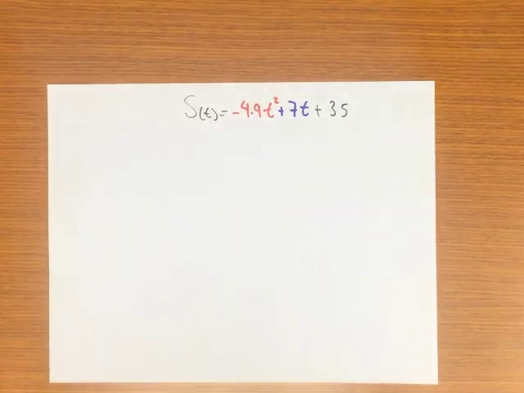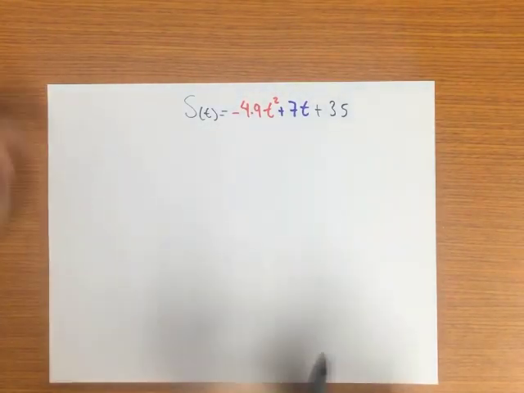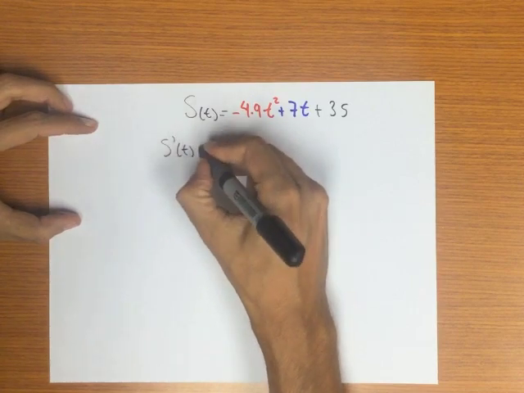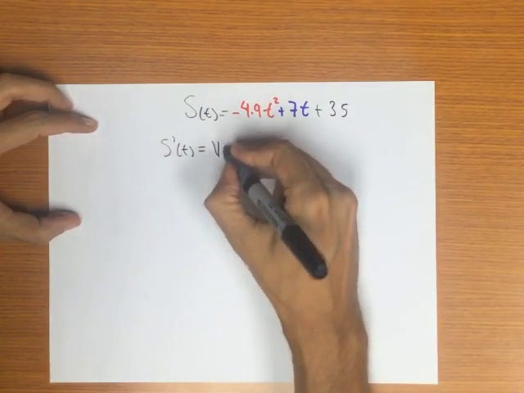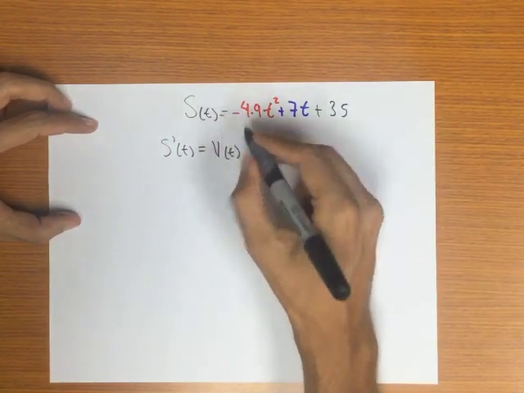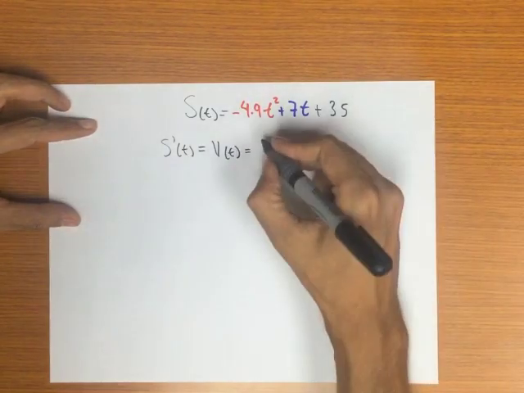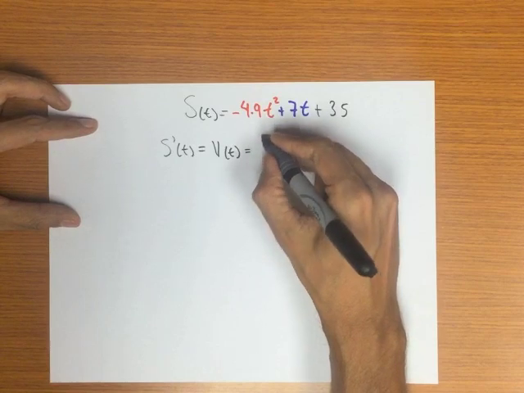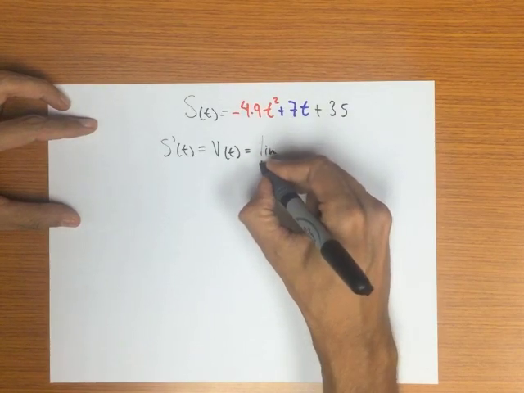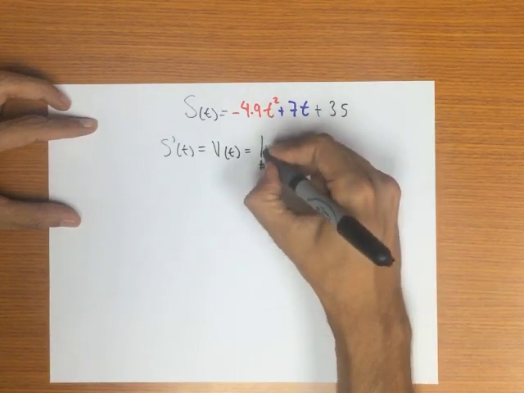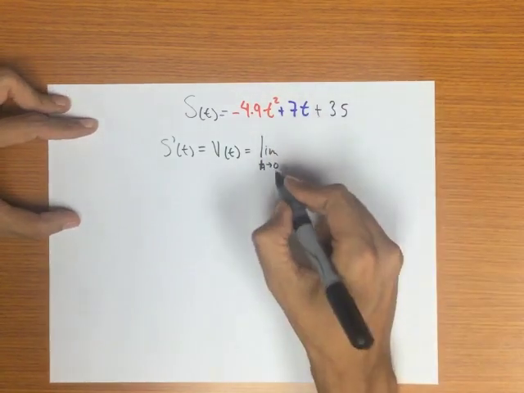Now, for the first derivative of the function, s prime of t, that will be the velocity function. The first derivative of the position function is equal to the velocity function, and this is equal to the limit when h approaches 0. You will calculate this using limits.